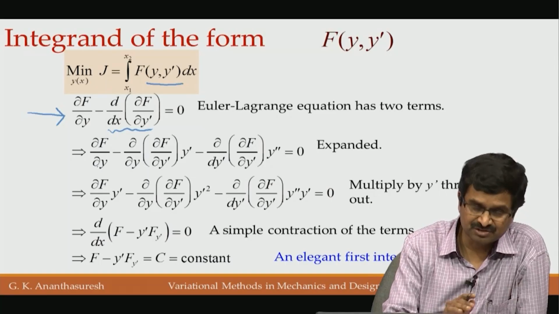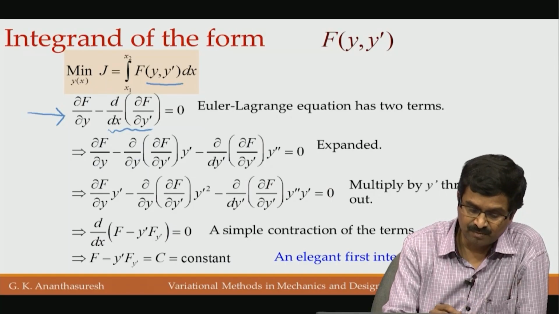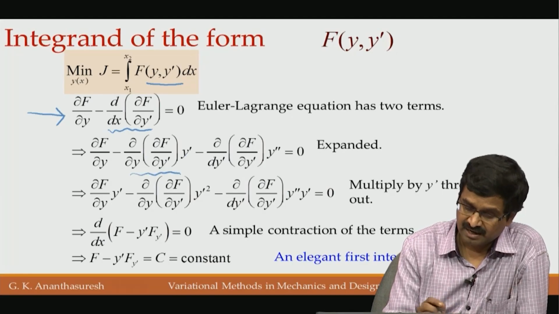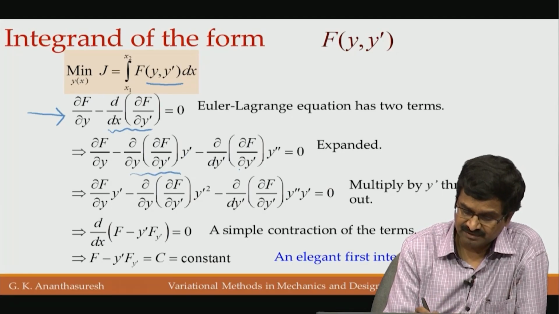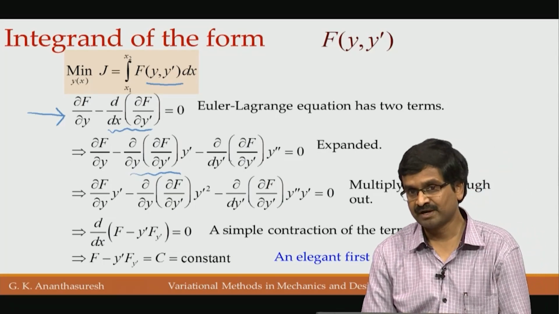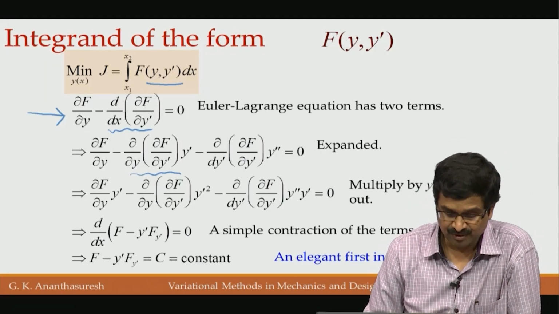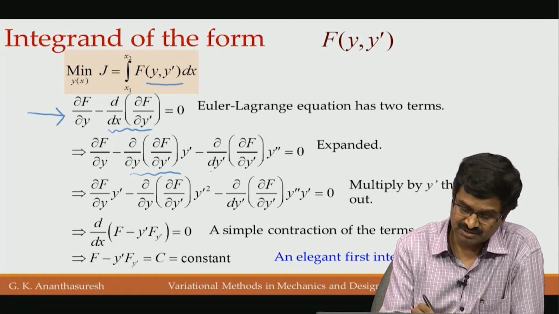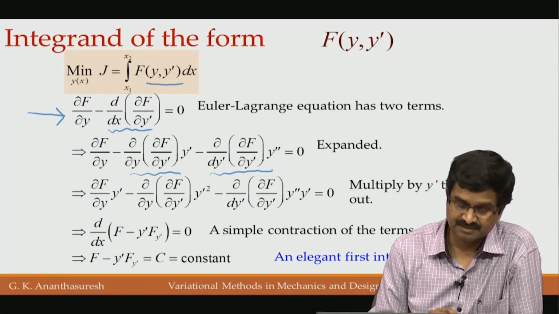∂f/∂y, the first term, remains as it is. The second will be ∂/∂y of ∂f/∂y prime into y prime, like the chain rule. Okay. And we also get the other term, ∂/∂y prime, because we know that this f depends on y and y prime. So ∂f/∂y prime also depends on y and y prime. We have done y first and then y prime next.